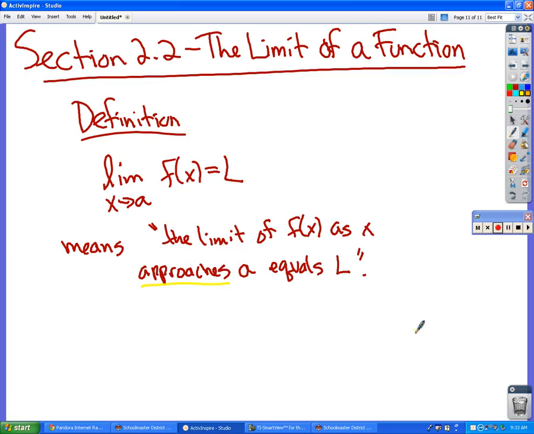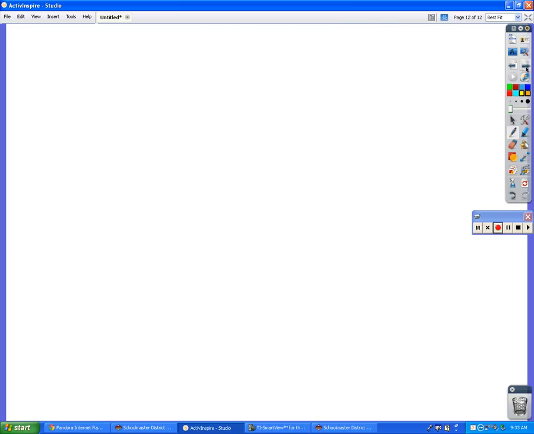So for example, you got that? Yeah? Let's take a look at the limit as x approaches 1 of x minus 1 over x squared minus 1. And so now we're not doing the whole slope thing. We're just trying to figure out what value the function is getting closer and closer to as x approaches 1. Okay?